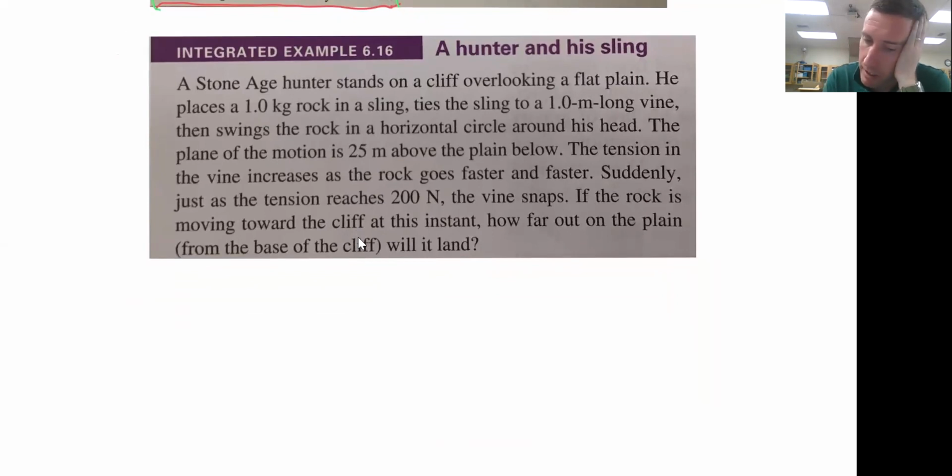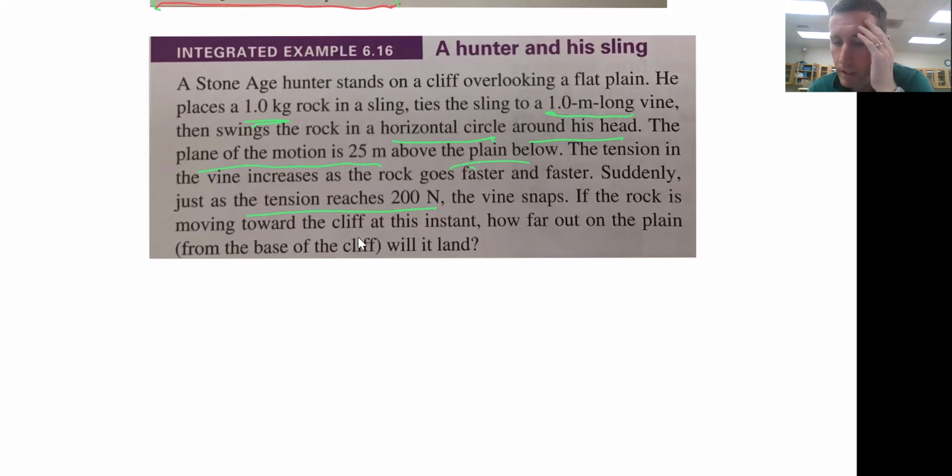He places a 1 kilogram rock in a sling, ties the sling to a 1 meter long vine, then swings the rock in a horizontal circle around his head. The plane of the motion is 25 meters above the plane below. The tension in the vine increases as the rock goes faster and faster. Suddenly, just as the tension reaches 200 newtons, the vine snaps.